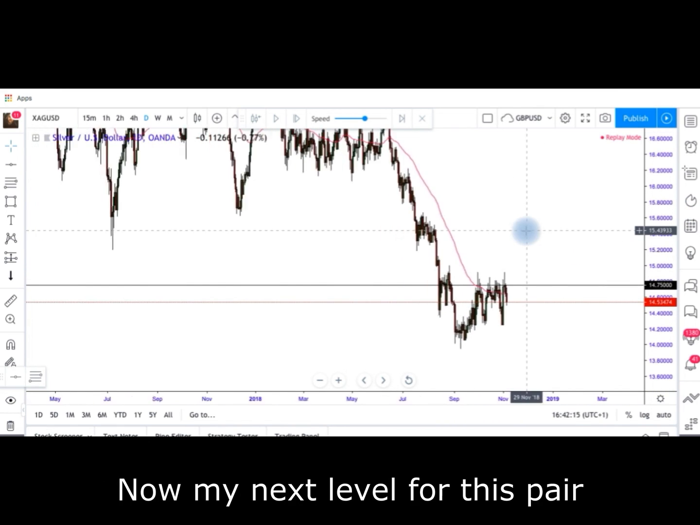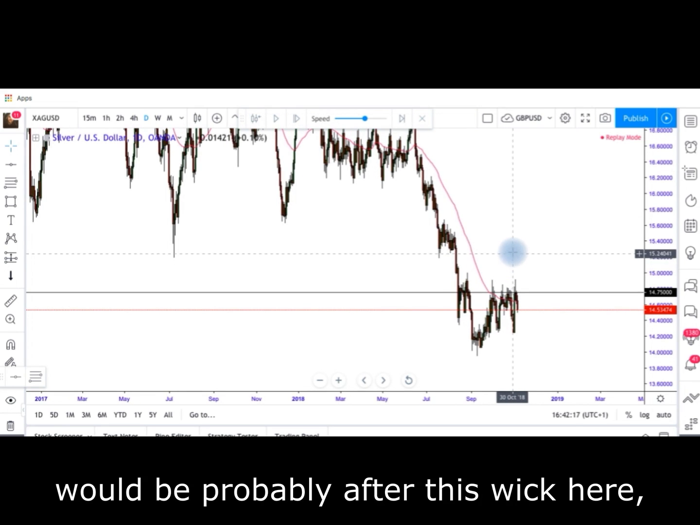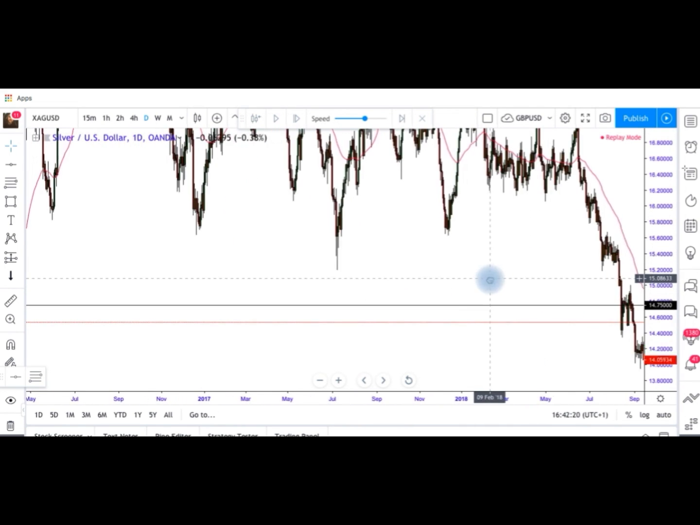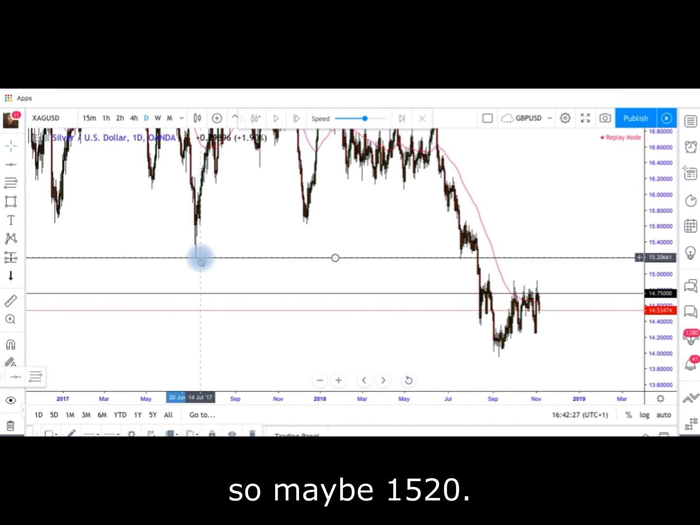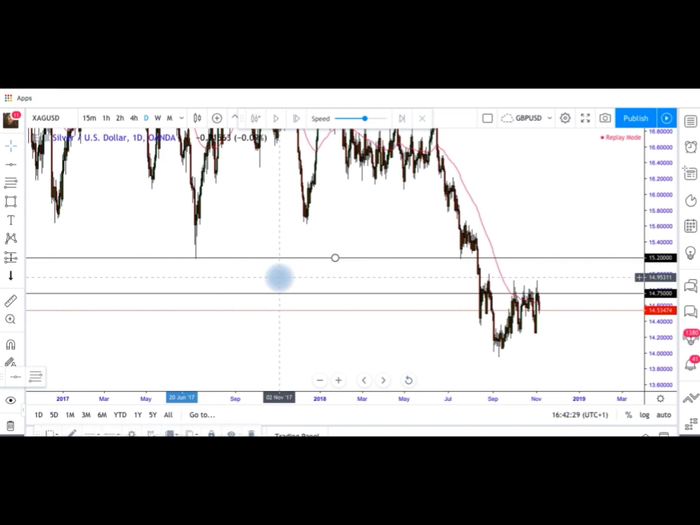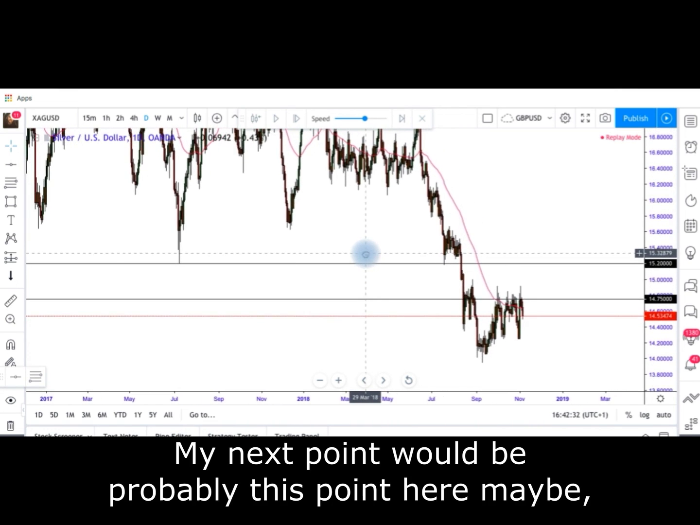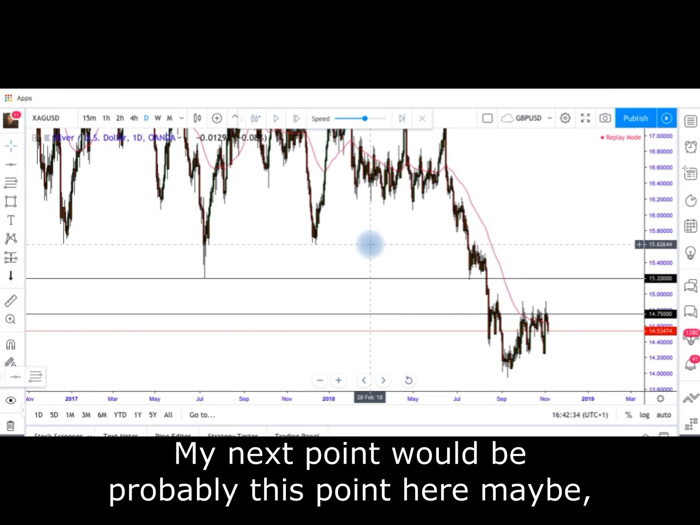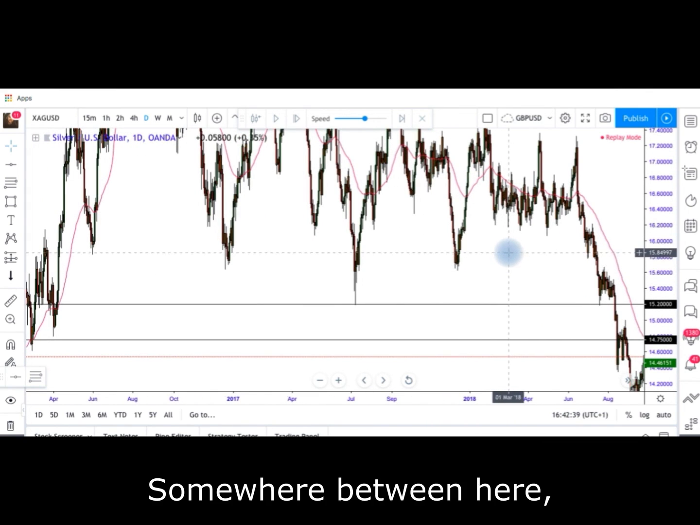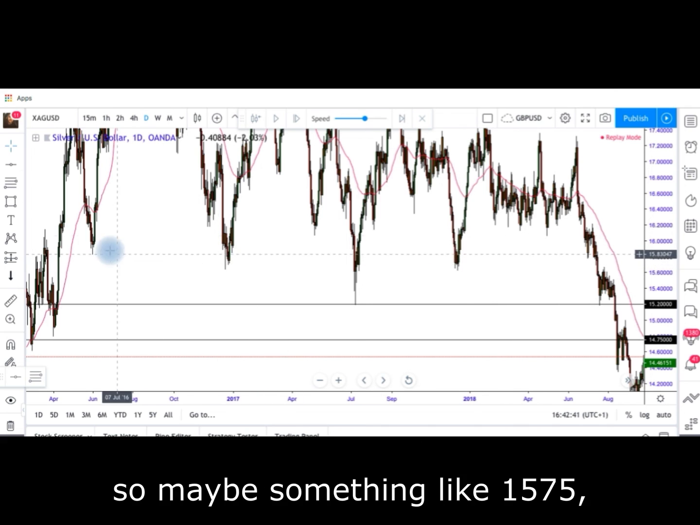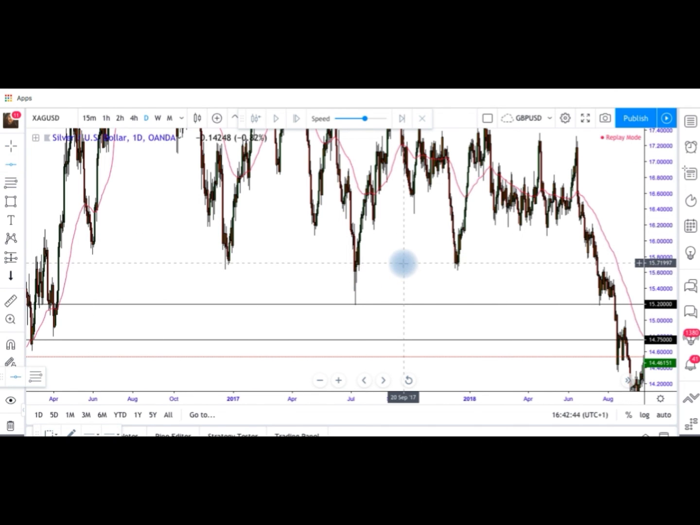Now my next level for this pair would be probably off this wick here. So maybe 15.20. My next point would be probably this point here, maybe. Let's have a look at this. Somewhere between here, because we've got this point, this point, and this point. So maybe something like 15.75.